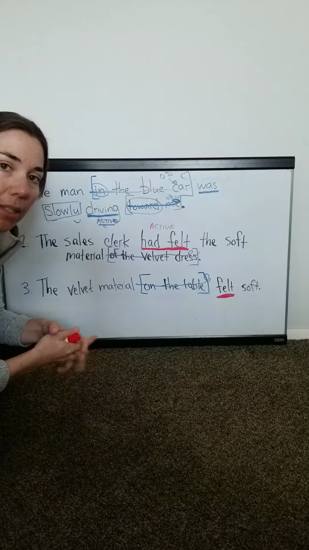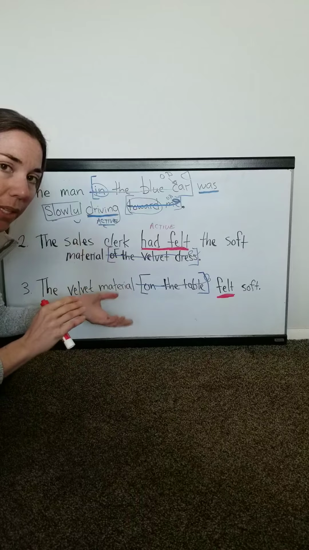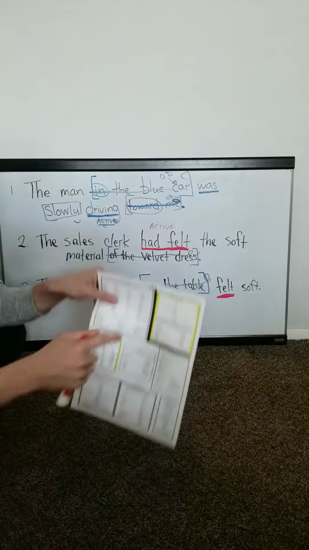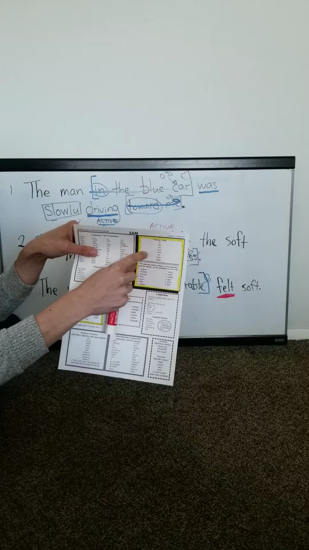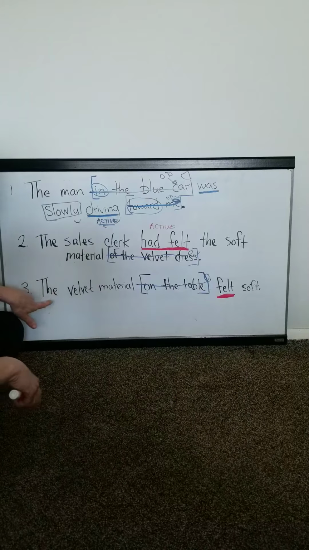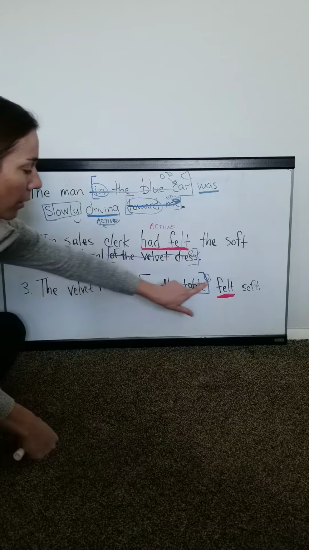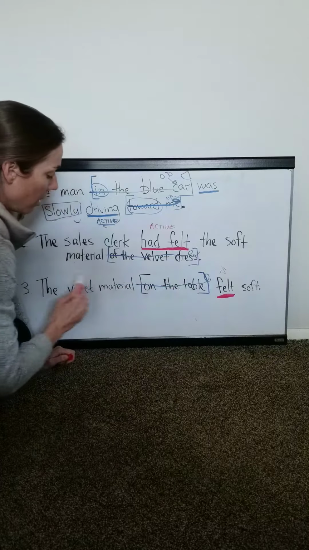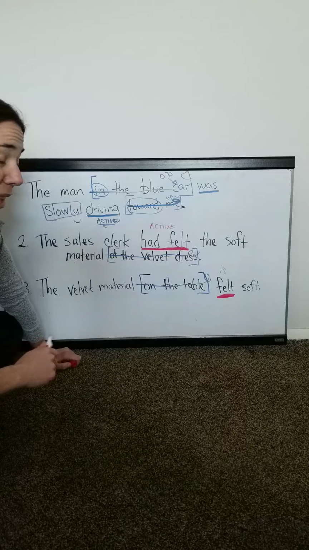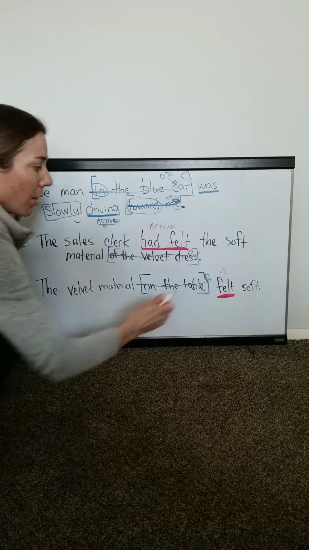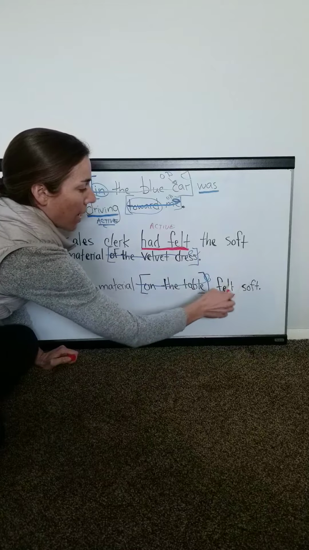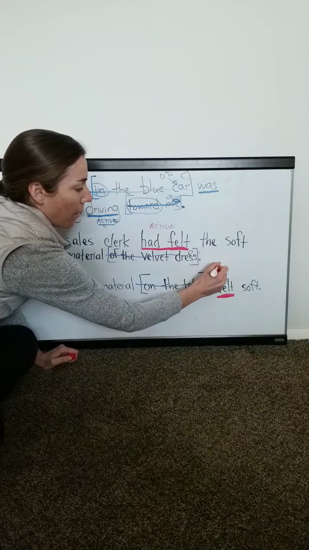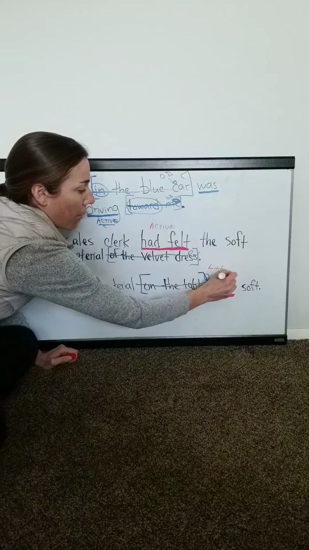Last step, let's decide whether it's active or whether it's linking. Remember, if it's linking, we can replace it with one of these to be verbs at the very top. Let's throw is in there. The velvet material is soft. Let's see. The velvet material is soft. Well, that pretty much conveys the same meaning, doesn't it? What they're trying to show is that soft and material go together. So I'm going to label this one a linking verb.